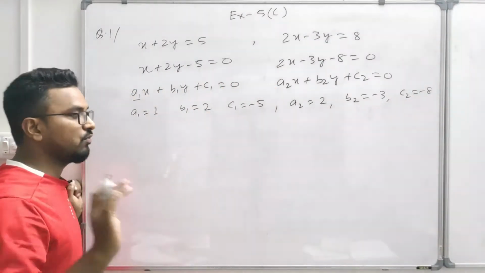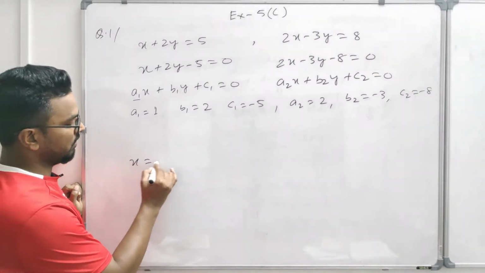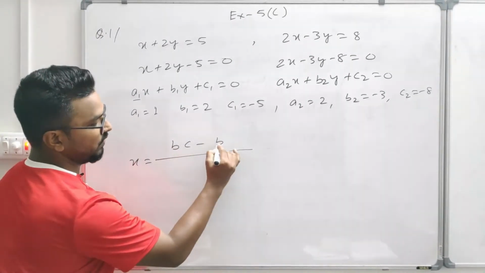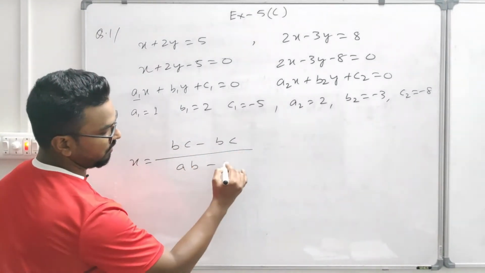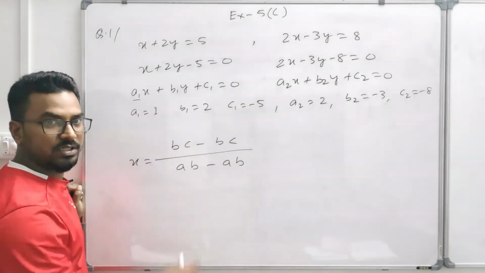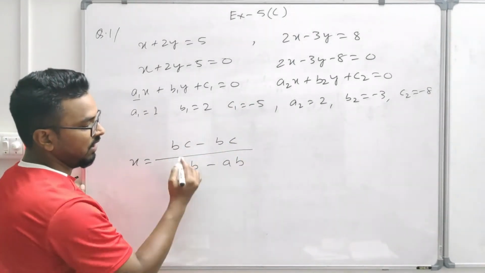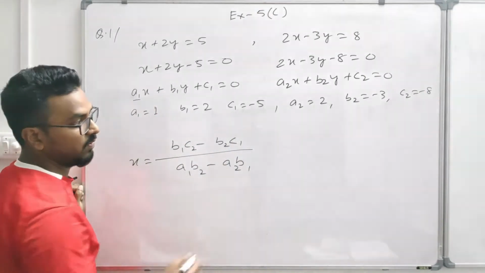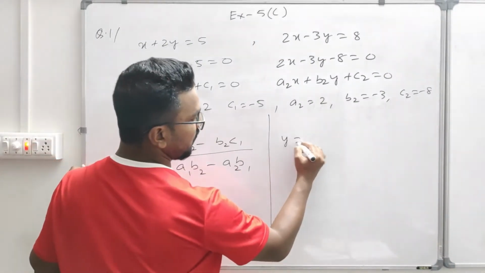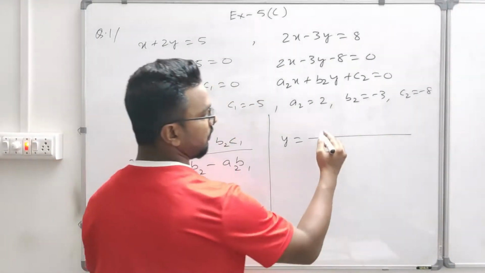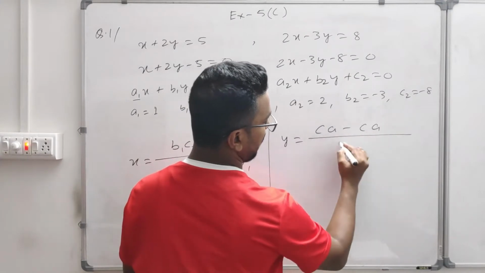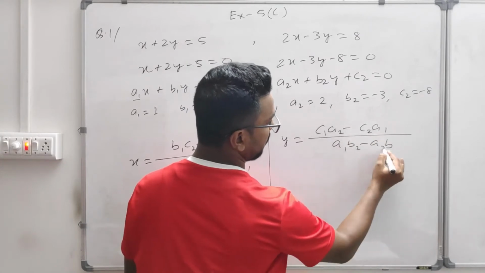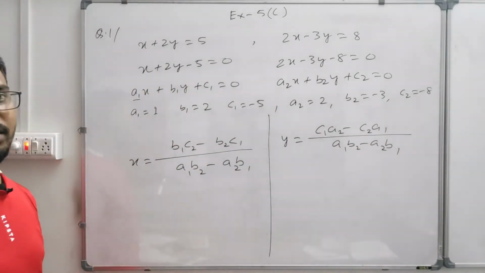Now, by using the formula to find the value of x, which formula will we be using? We'll be using bc minus bc over ab minus ab. This is a very easy way to remember the formula. You just write bc minus bc, ab minus ab, and then write 1 2 2 1, 1 2 2 1. This is the best method to remember the formula. Similarly, to find the value of y, the formula is ca minus ca over ab minus ab, with 1 2 2 1, 1 2 2 1.